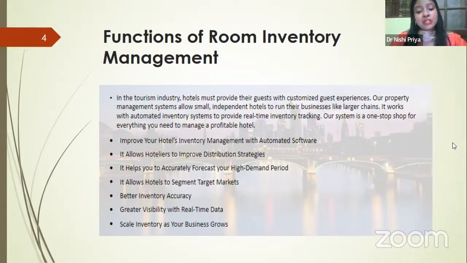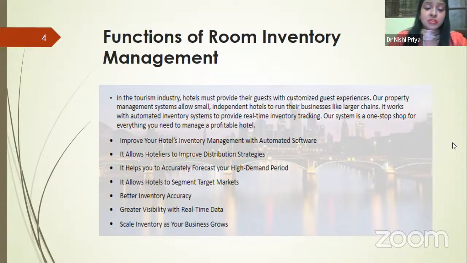It allows the hotel to segment the target market also. When you have a room inventory management system, it will allow you to see which market we need to target, or which market should be segmented into which area, and which hotel rooms could be provided to which kind of guest. Like your traveling guest, business guest, guests coming for adventure and excursions, guests coming for the purpose of family visits, or their own city's families coming to visit.